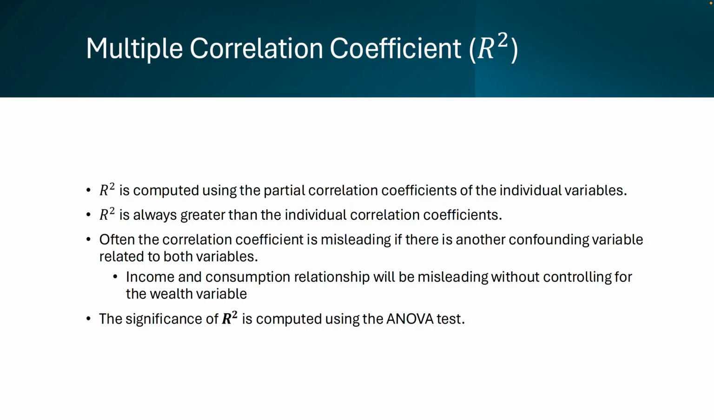Example: a relationship between income and consumption may be misleading unless we control for the wealth variable. Somebody might have a very low income with very huge wealth. That person's behavior and spending pattern will be much different than somebody who is making, let's say, double the income but no wealth at all. The significance of R square is computed using the ANOVA test.